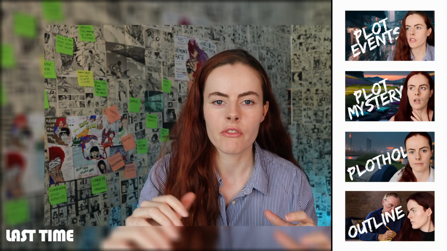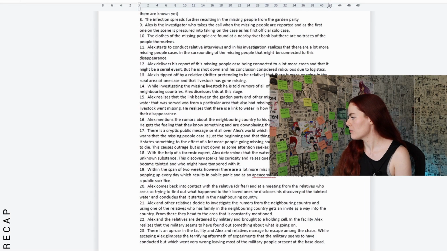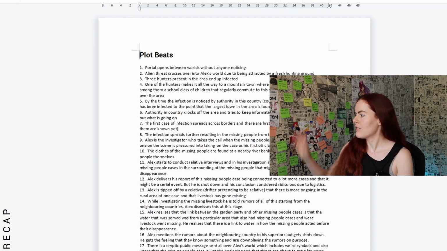So today I want to go into plot a bit more. I want to go into how to build a plot structure for a mystery story. What I have after last time is now the plot beats spelled out in this form. So what I arrived at is that basically the first 8 plot beats are all about the backstory.